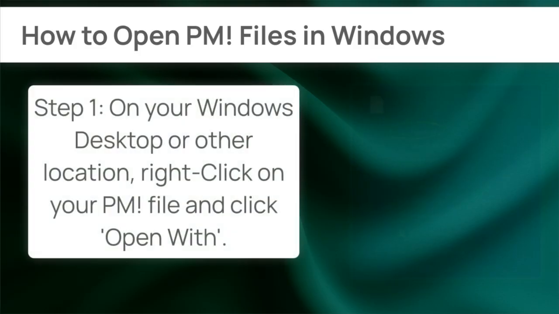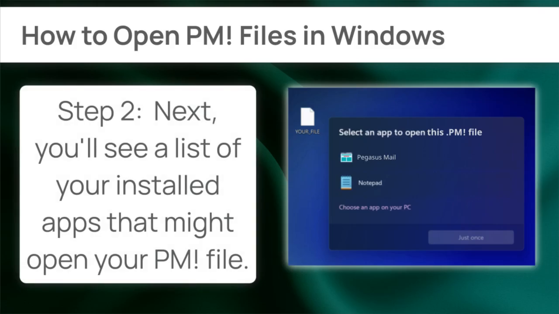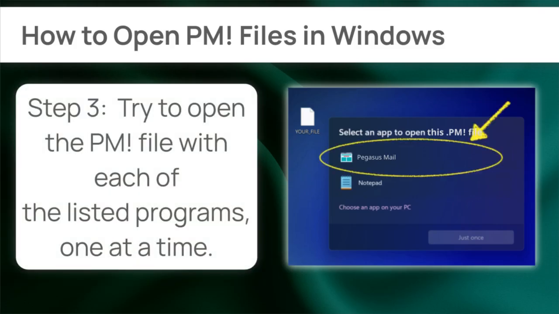We are testing every installed program for file recognition. Right-click your PM file and choose Open with. Test Pegasus Mail first. If it fails, select another application. The right reader is in that list.